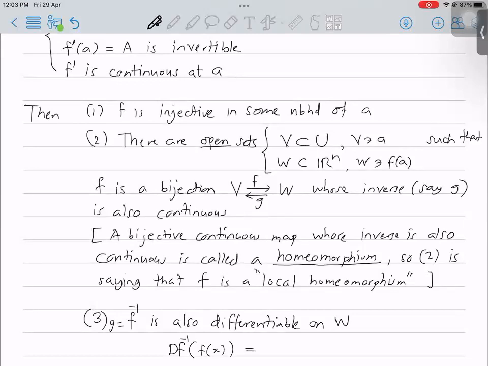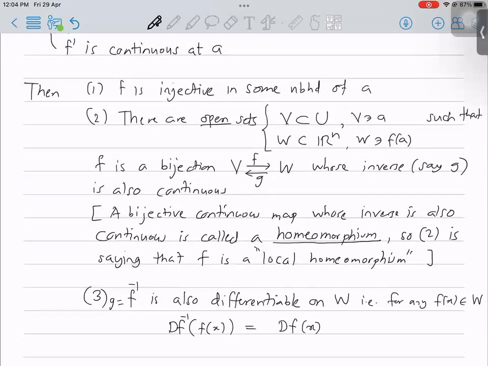What will that be? The derivative of the inverse is going to be the inverse of the derivative, right? Because remember, the derivatives are linear maps. I.e. for any f of x in W. So what will be the formula? This will be the same thing as the derivative of f evaluated at x, and then whole inverse. All of that inverse.